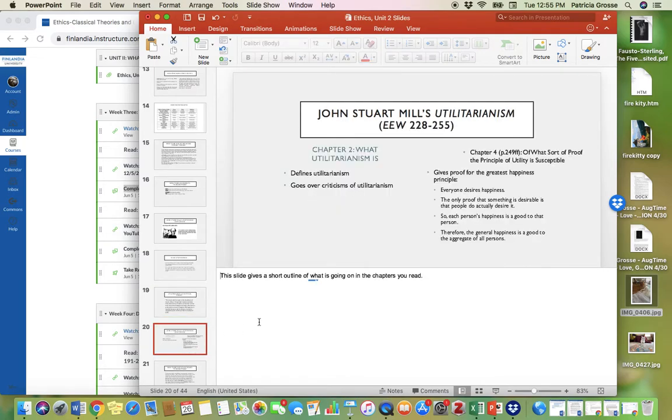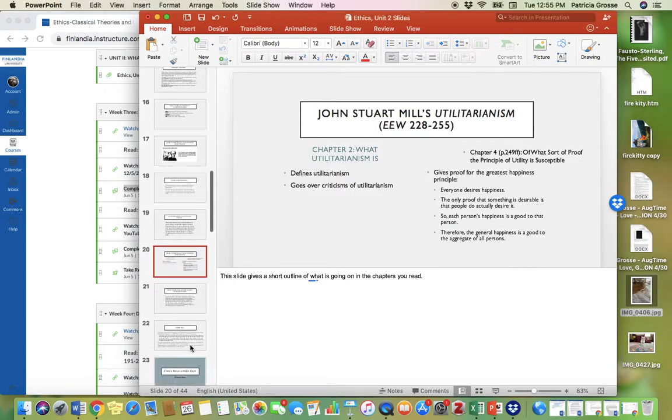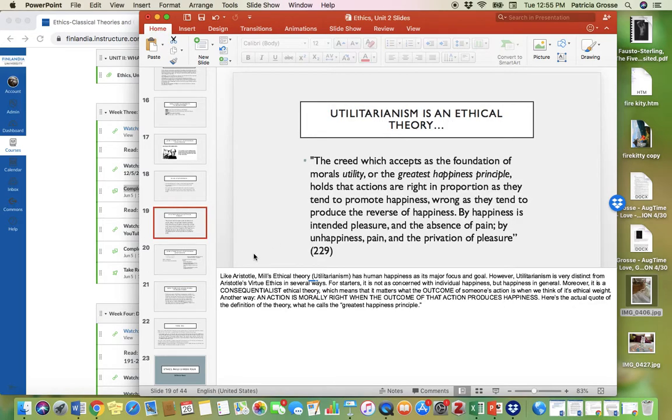So this slide gives a short outline of what's going on in the chapters you read, right? In chapter 2, he defines utilitarianism, and goes over criticisms of utilitarianism in chapter 4. He gives the different kinds of proofs for the principle of utility or the greatest happiness principle.